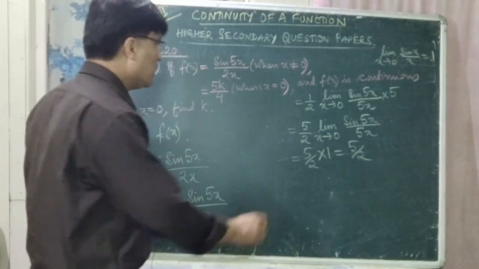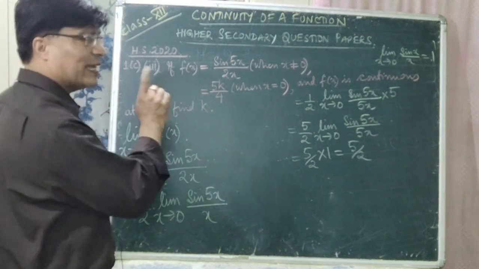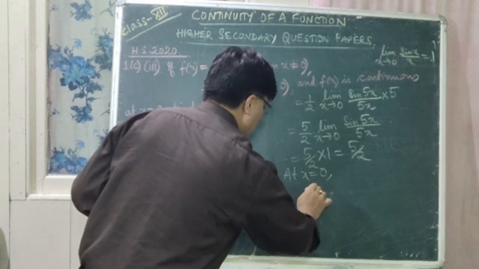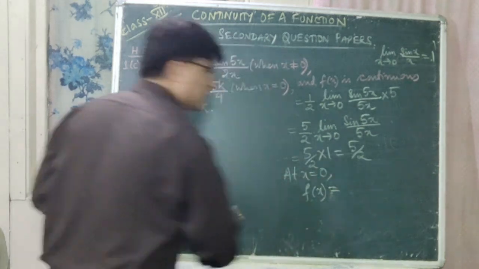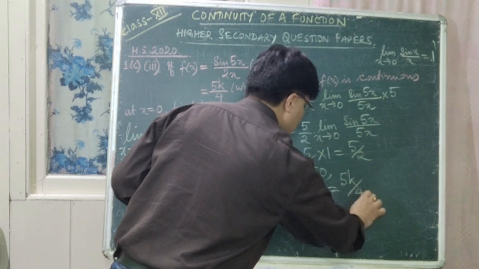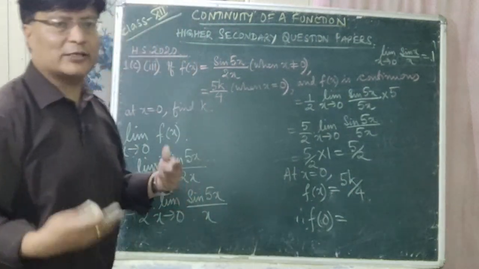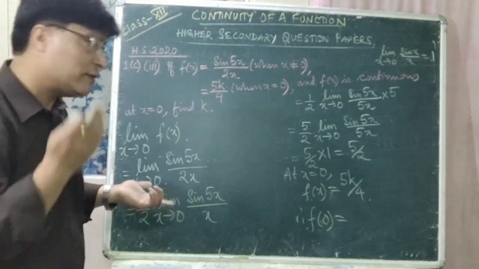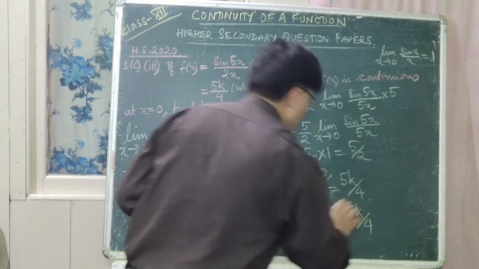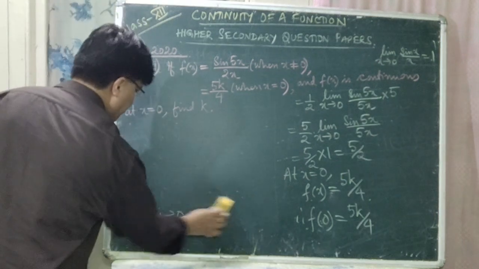Now at x is equal to 0, you have to find out the value for f of x when x is exactly equal to 0. So at x is equal to 0, what is the value for f of x in this case? f of x is equal to 5k upon 4. So put x is equal to 0, what do we get? f of 0 is equal to, if there is no x on the right side, we don't have to substitute, it is constant always, so it is 5k upon 4. Is that clear to all of you? So next, what will you do here now?